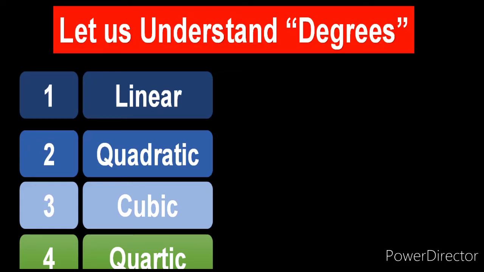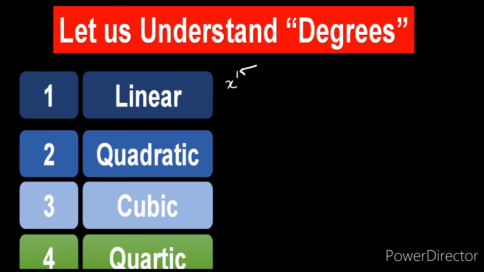Okay, so let us understand degrees. First of all, what do you mean by degree? Degree means the highest power. Okay, and if we talk about linear, let me give you an example. Linear means what? Degree is 1. So let me write like this, x equals 1.